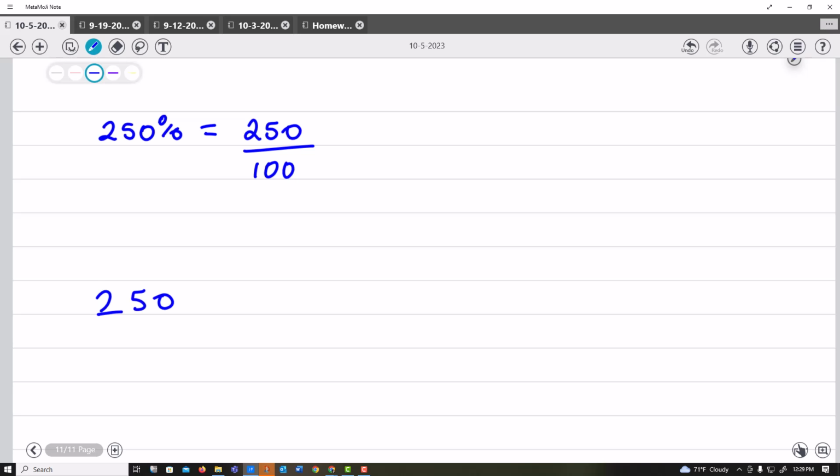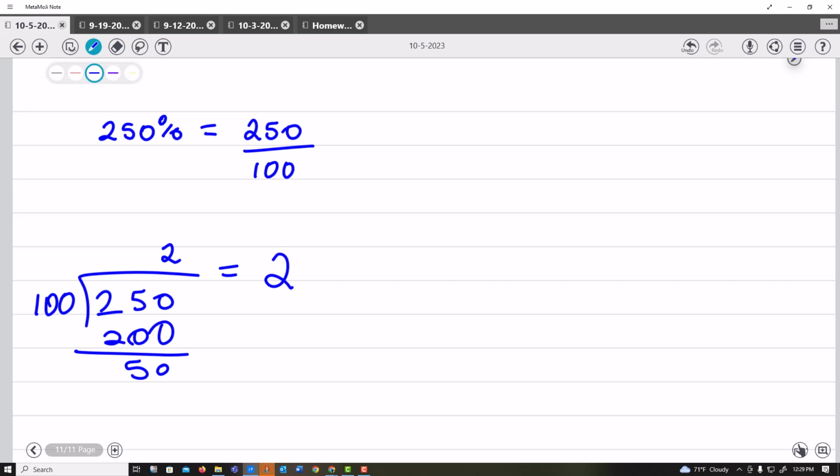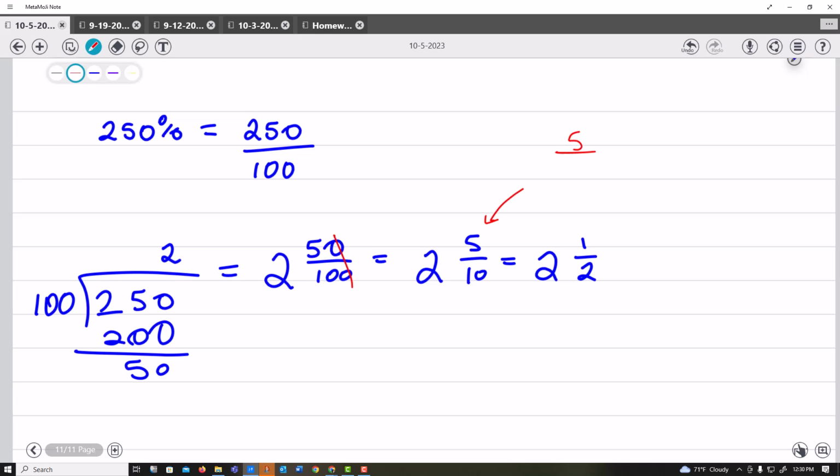100 into 250 would go 2 times, and then that would be 200 with a remainder of 50. Remember how we write this as a mixed number: 2 and then 50 over 100. This is kind of nice because the zeros are going to cancel, so 5 over 10. And I can actually reduce that to 1/2. If you want to see that written out, I can write out 5 and then 5 times 2, and those cancel.